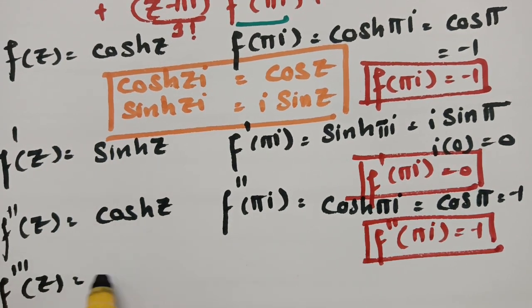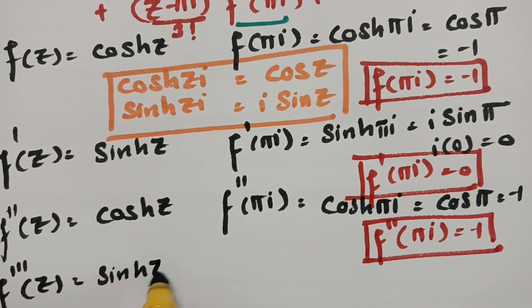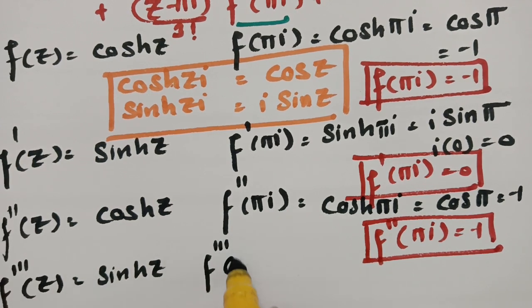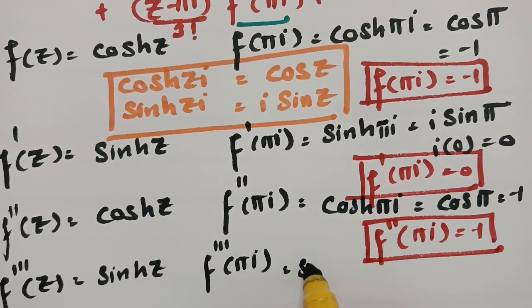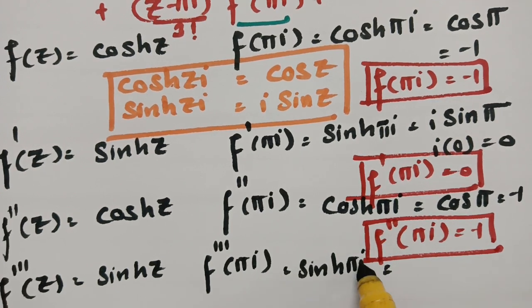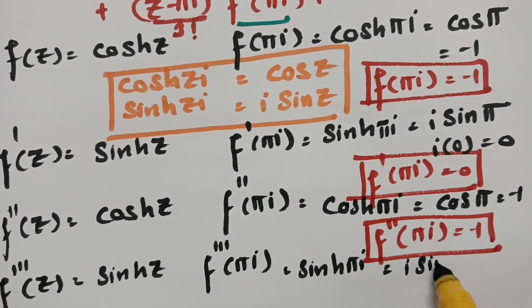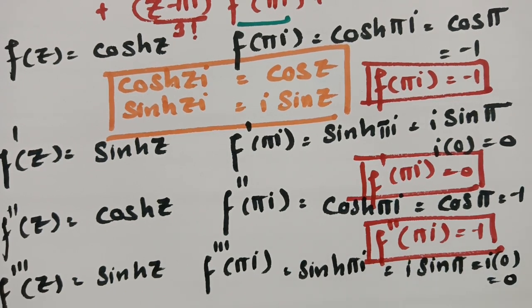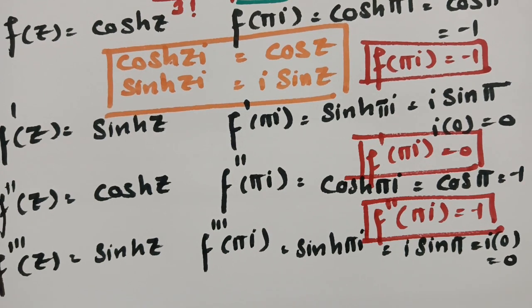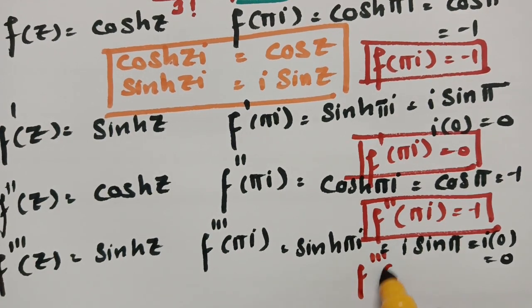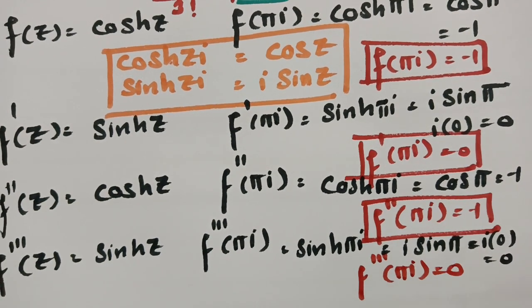For cos hz, the derivative will be sin hz. So f triple dash of pi i is equal to sin h of pi i. In place of z, we have to write pi i. So the i comes out and only the trigonometric function remains, that is i into sin pi, which is i into 0. The value here is 0, and therefore the triple derivative at pi i is again 0.